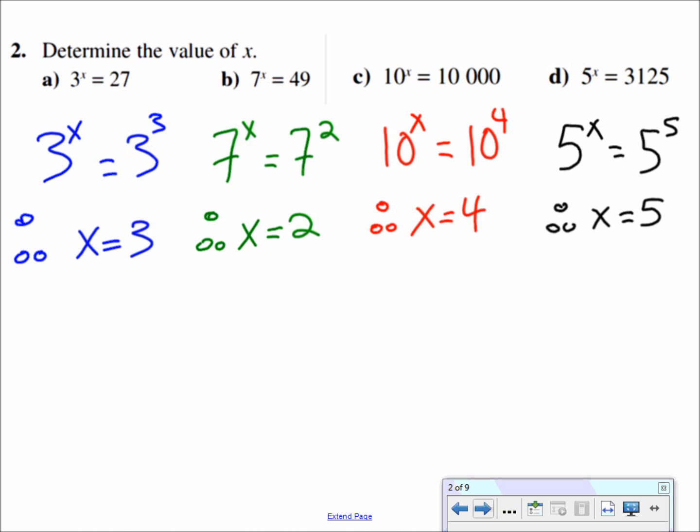This is new. You will not have seen this yet. Okay? This is new. I'm trying to think if there's any that are fractions. They're generally all whole numbers, especially in this course, right?